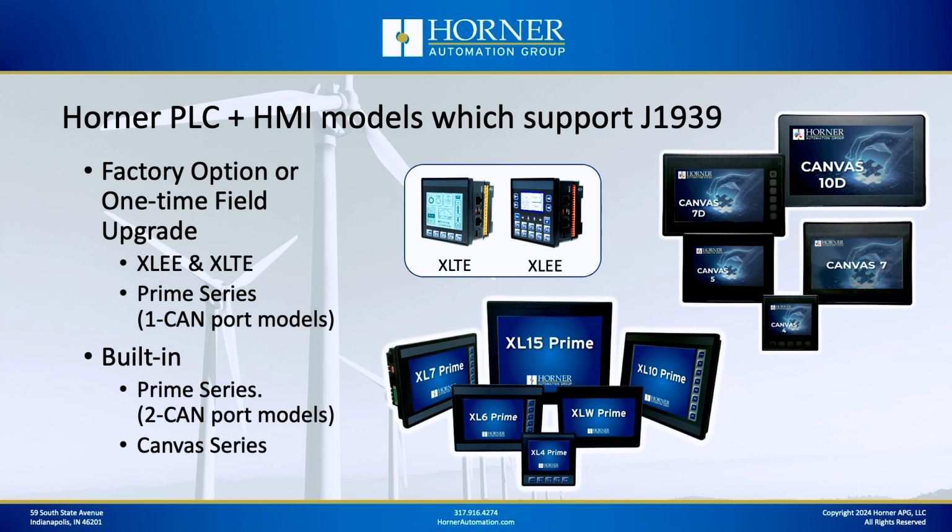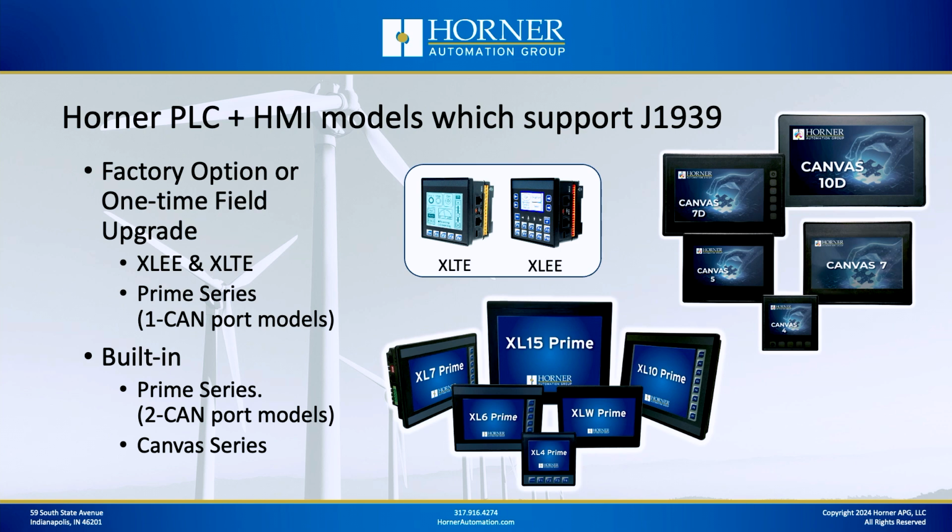Now with the Prime series, shown there at the bottom, there's two different options. You can see there's actually several different screen sizes, but when it comes to J1939, there's a couple different ways that you can get that functionality. First of all, if you're using the XL4 Prime, XL6 Prime, or XLW Prime, those units will support J1939 if you order the factory option. If you're using the XL7 Prime, the XL15 Prime, and the XL10 Prime, those units support J1939 out of the box through a second CAN port that's built right into the unit.